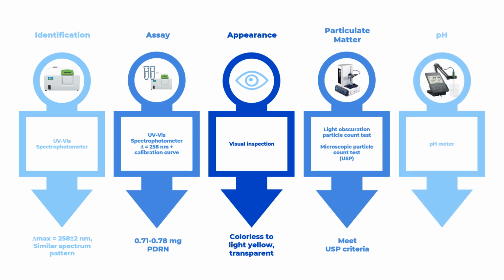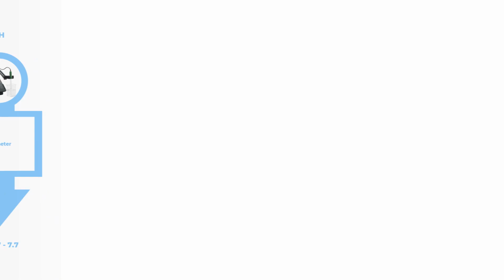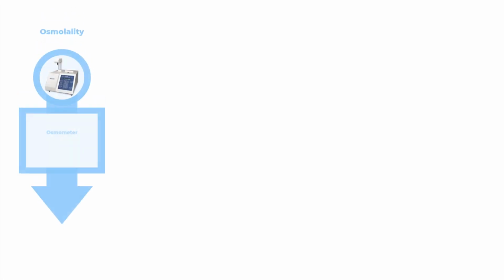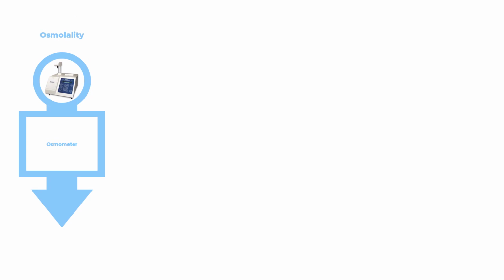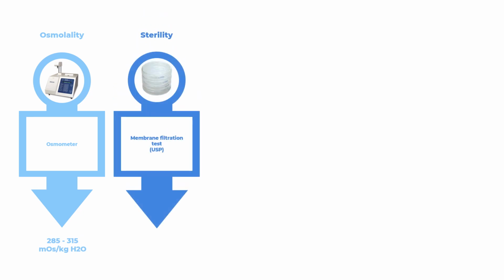pH can be tested using a pH meter. To ensure comfort when used, here is the accepted pH range. Osmolality can be checked using an osmometer with the accepted osmolality for one individual unit as follows. Sterility can be tested using membrane filtration test according to USP. Under this test, the product must give a sterile result.